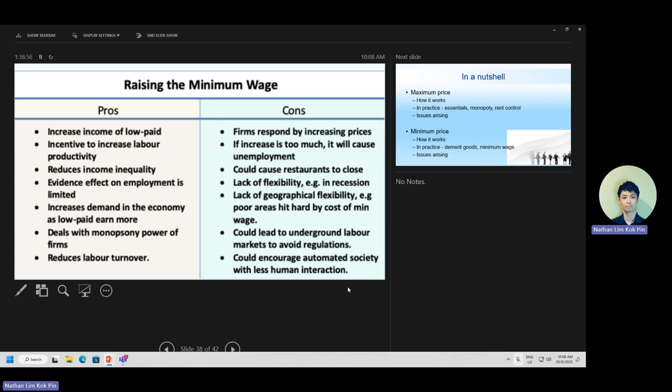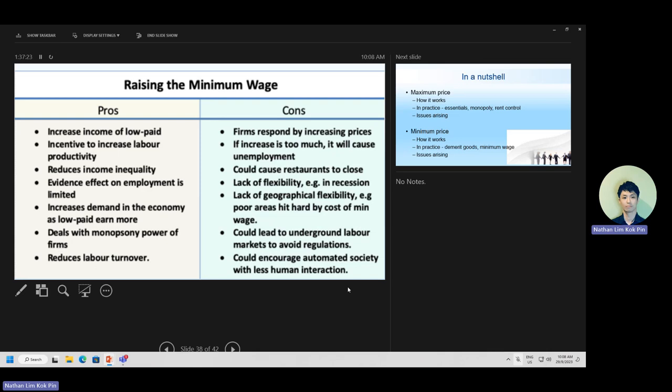The disadvantages: firms respond by increasing prices. You cannot stop the firm from increasing prices, because firms are all about profit, right? So basically, you cannot ask people to make losses. If you increase too much, then you cannot sell. But here, if there's increased demand, then no problem. Increase prices also, you will have business. You see, they counteract. Okay?